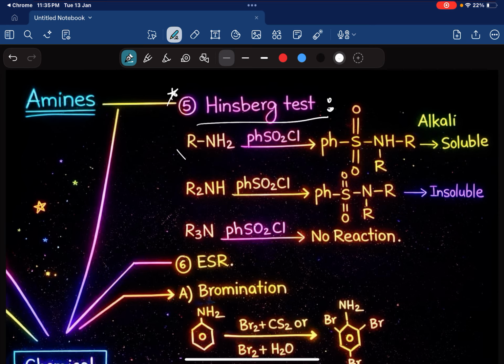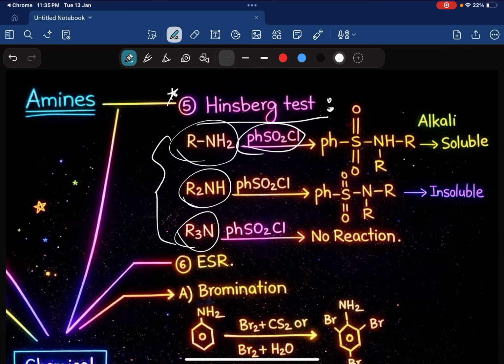Hinsberg reagent. So primary amine, secondary amine, and tertiary amines can be separated with this reagent. Hinsberg reagent means benzene sulfonyl chloride. When this benzene sulfonyl chloride reacts with a primary amine, it loses HCl. As normal, most amine reactions lose HCl and form the substituted product. So H plus and Cl minus are lost as HCl, and we get a compound that is soluble in base, as one of the adducts is formed.